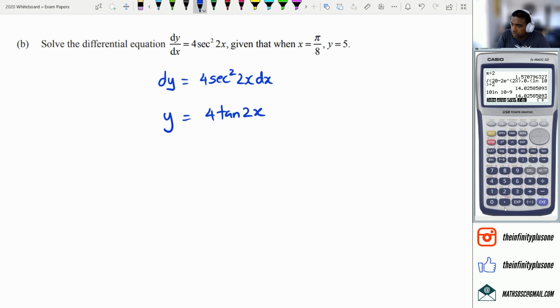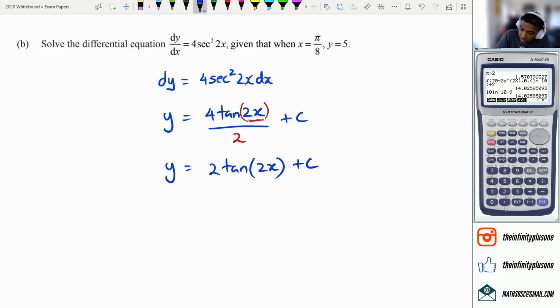And so when going backwards, it's going to just be tan. And of course, we've got to divide by the differentiation of whatever's inside this bracket, which is going to be 2. And don't forget the plus c. So we've got y is equal to 2 tan 2x plus c. And now we've got to actually finish the equation. So we've got to figure out what the c value is. So remember that x is equal to pi over 8. y is equal to 5.